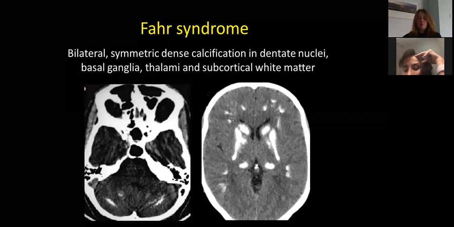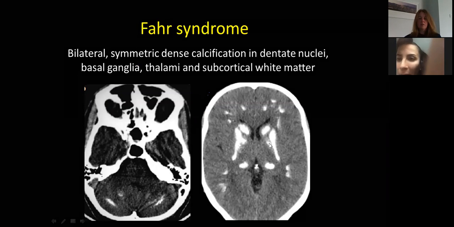So Fahr syndrome. So Fahr syndrome basically is something that describes the CT appearances. So the CT appearances like this. So dense calcification, these are the dentate nuclei here down in the posterior fossa. The basal ganglia, so caudate head here, and lentiform nucleus, or globus pallidus, the putamen, the thalami here, bilateral thalami, and it's very symmetric, as you can see, and then subcortical white matter. So this is classic Fahr syndrome.